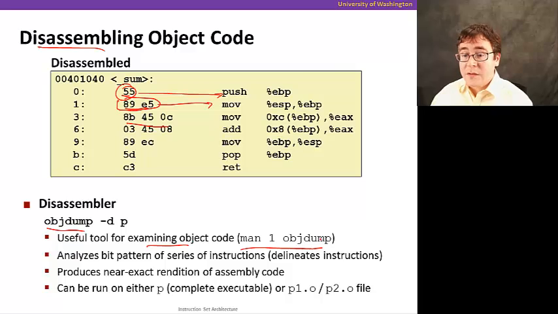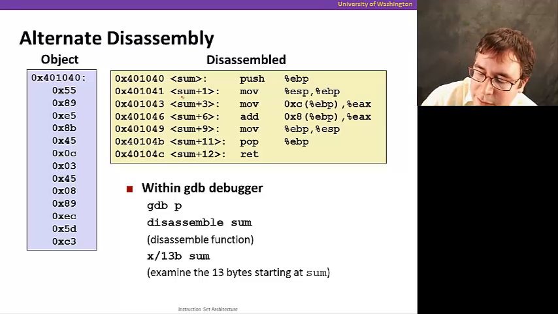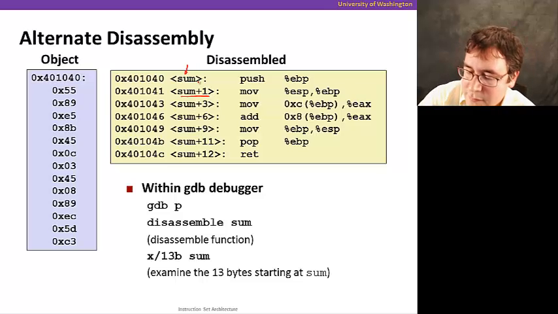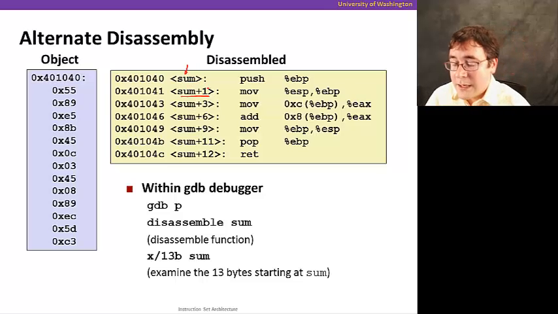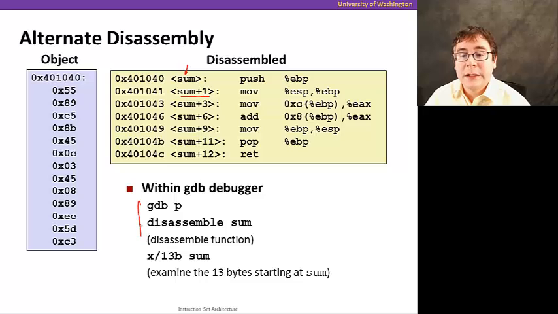Okay. Now, here's another way. This is just a different way of looking at the disassembly. It's just a different formatting. And now it's showing that all of the addresses are just relative to sum. That's where sum starts. So you can see that this one is 1 byte away from sum, and so on. Okay. And this is what you get if you did this disassembly with the GDB debugger. Okay. Great.